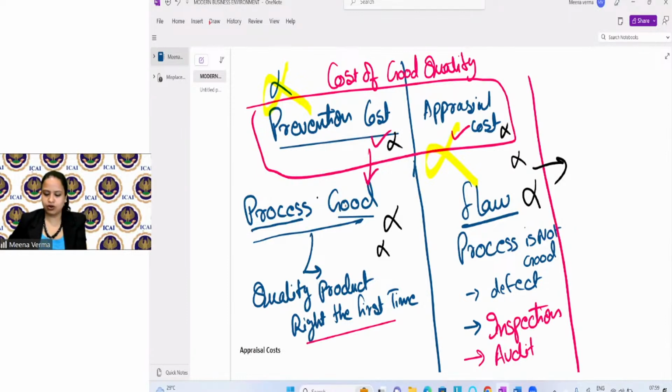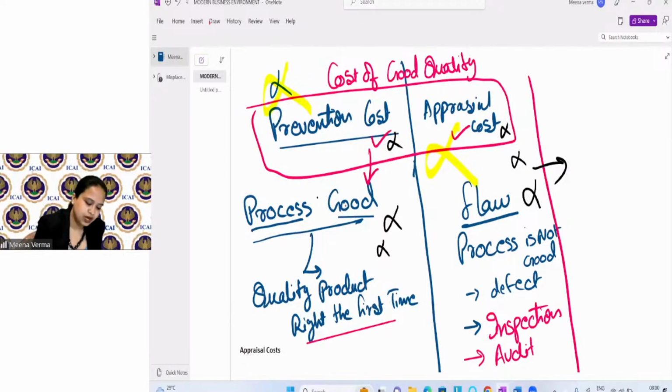If none of them is good, neither the prevention cost is good nor the appraisal cost is good, what will you do then? Yes, tell me, what will you do? Yes, write in the comment, I'm waiting. If neither the prevention was good nor the appraisal was, write in the comment. What will you do then?